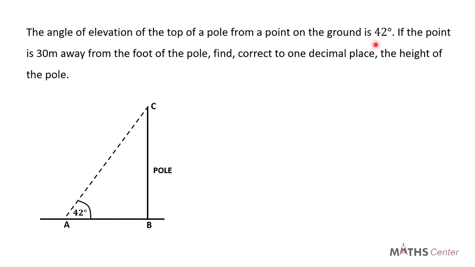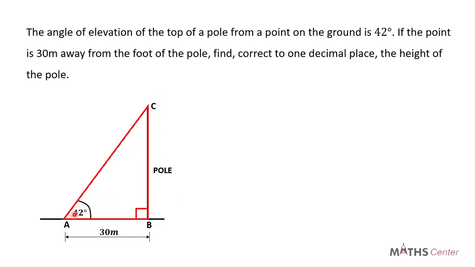The question goes on to say that the point is 30 meters away from the foot of the pole. So the distance between this point and the foot of the pole is 30 meters. We can see clearly from here that if we join the points A, B, and C with straight lines, we are going to form the right angle triangle ABC, as I have shown here with the red line. So we have the right angle triangle ABC.